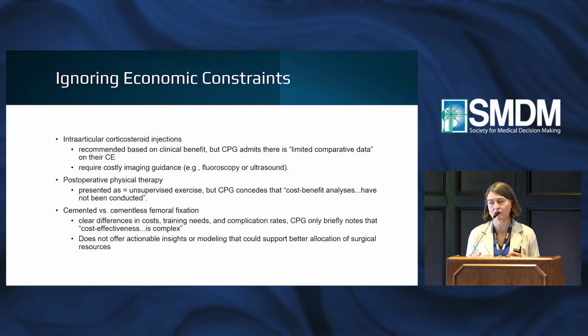So again, they don't have the right comparator or the one they quite want. And in order to do this, they didn't really account for the costly imaging guidance, what it takes to actually give one of these injections. So again, this gets into this idea of perspective and including all costs. Post-operative physical therapy was the one evidence they had, presented as unsupervised exercise, so remote, and we know not everybody has access to that. But it concedes that cost-benefit analyses haven't really been conducted, but they used it in their cost-effectiveness study.